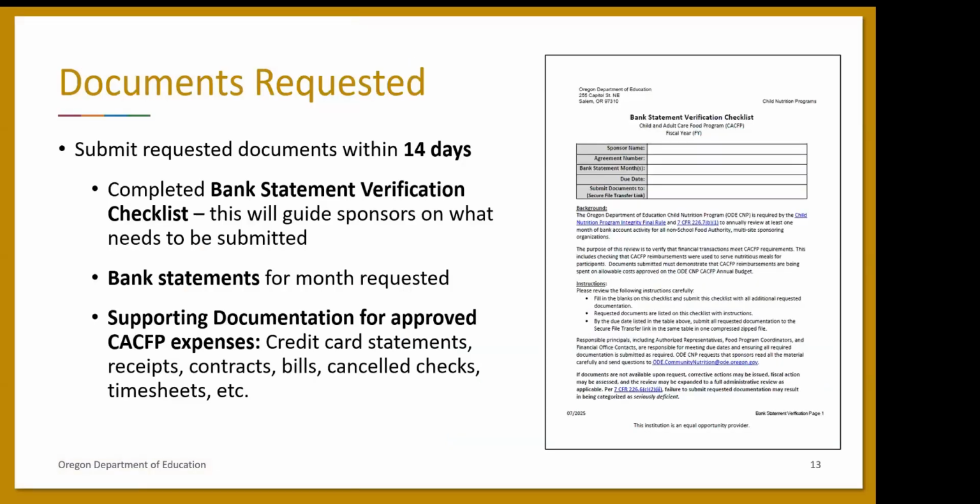The deadline for submission of all requested documents will be 2 weeks or 14 days from the time that the emails were sent. Documents that will be requested will include a completed bank statement verification checklist. This checklist will be included in the notification email and will guide sponsors on what needs to be submitted. In addition, sponsors will send bank statements with CACFP income and expenses for the month that is requested. The month requested will typically be a few months prior.